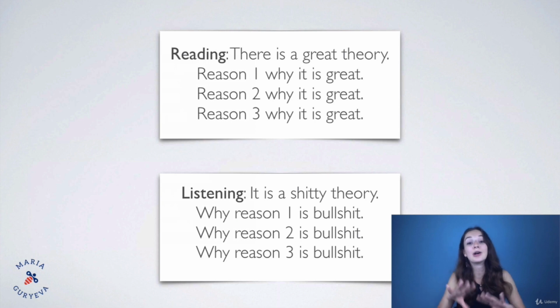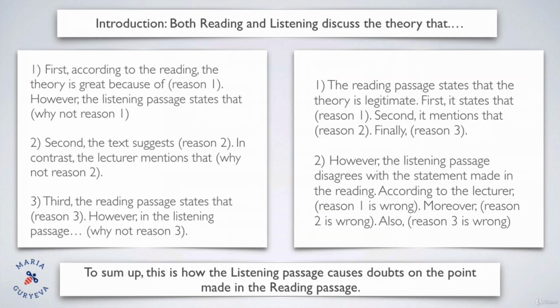Alright, so let's come back to our realistic writing number 1, because usually we don't talk about apples, we talk about theories. So the reading says that there's a great theory and it has 3 reasons why the theory is great. The listening says that the theory is really bad and it has 3 reasons why the theory is bad. And the reasons are the same as in the reading, but it rejects all the reasons one by one. So we have 2 structures to write this essay.